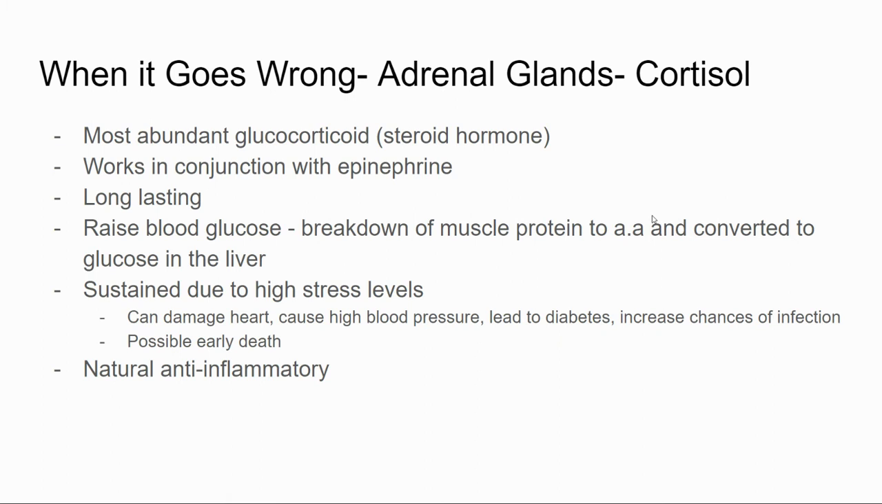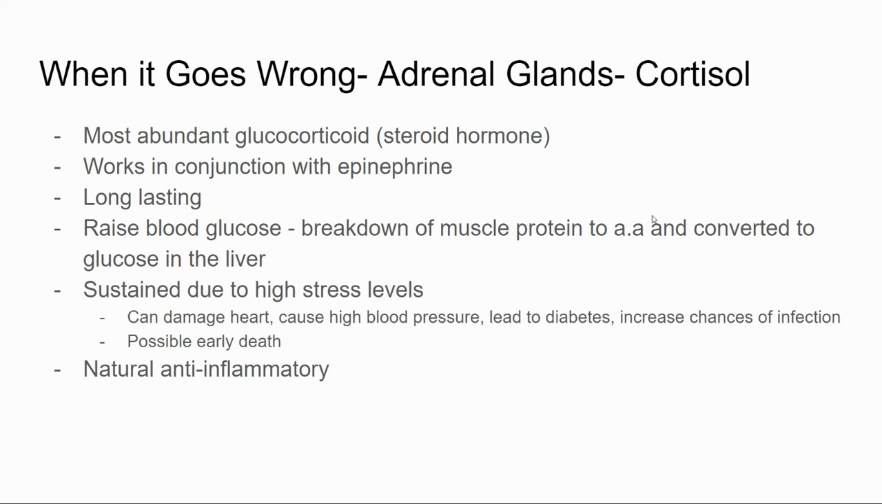That's why over time it's not good, because it breaks down your muscle protein into amino acids and converts it into glucose in the liver, which is fine, but over a long period of time, too much glucose in your blood is a bad thing. That's high blood sugar, okay, which we learned could lead to hyperglycemia.